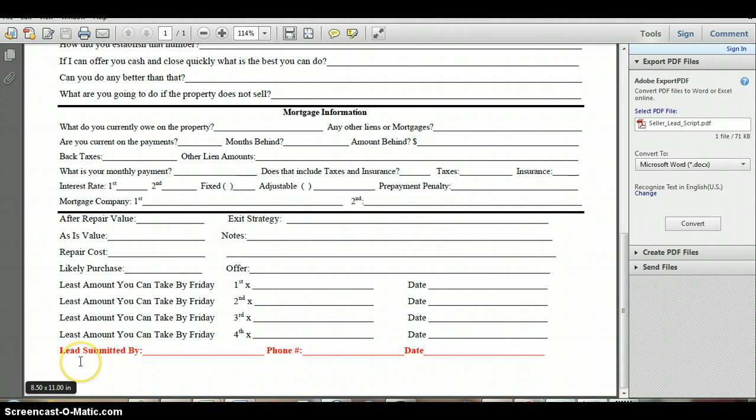One thing that you do want to make sure is that you place your name here, your phone number, and the date that you submitted this lead sheet, so we can stay organized and move together as efficiently and effectively as possible.